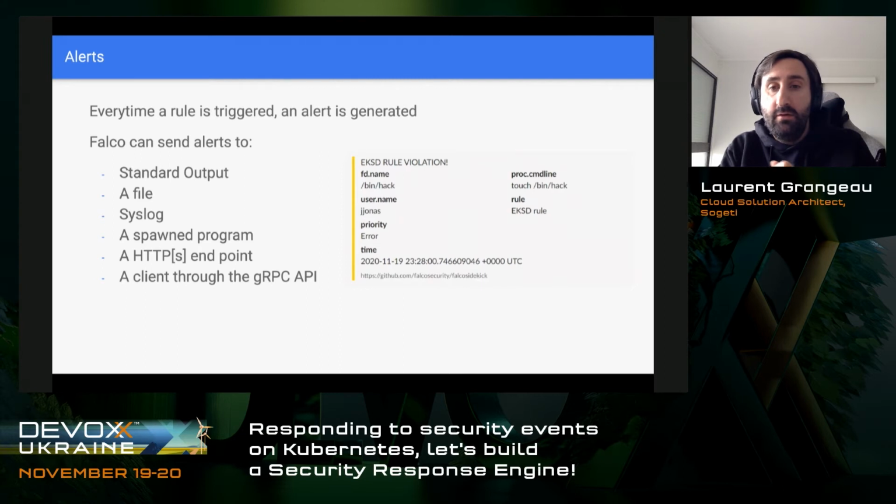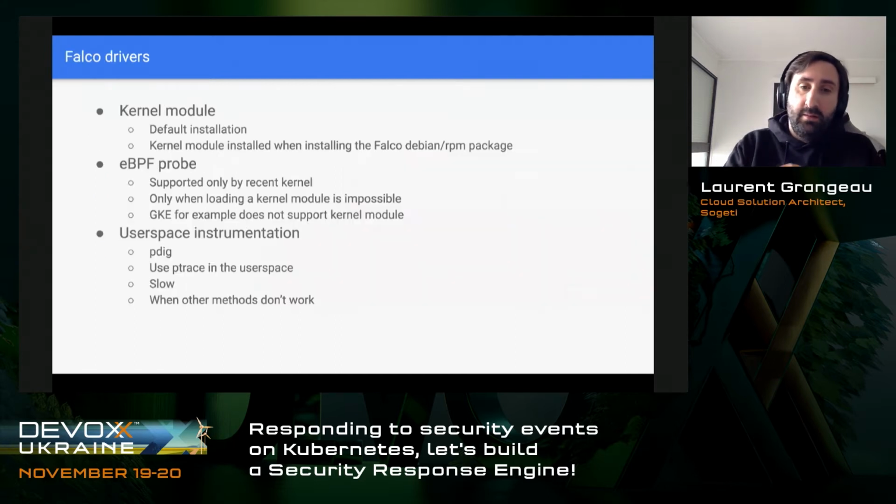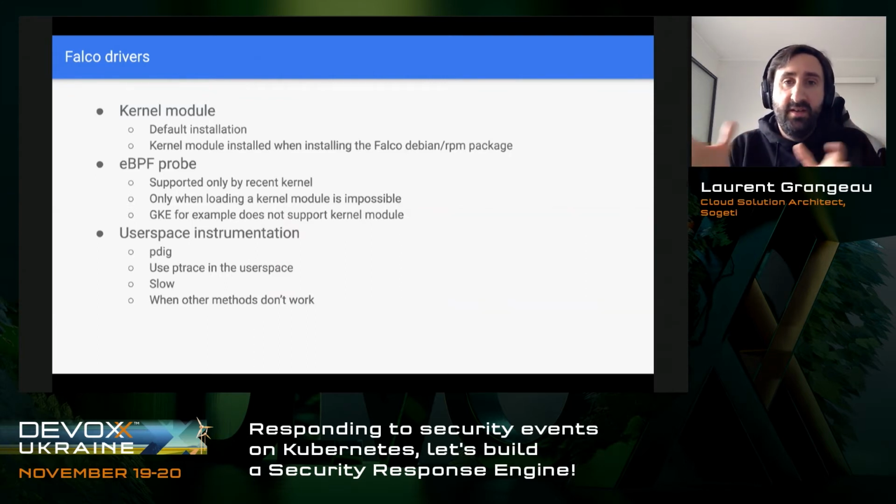And here at the right of the screen, you can see that an alert has been generated by someone launching the binary hack, and it's being sent here to Slack, I think, but you can see that you have lots of information on the alert. So how does Falco do that, and how can Falco intercept syscalls on a running container?